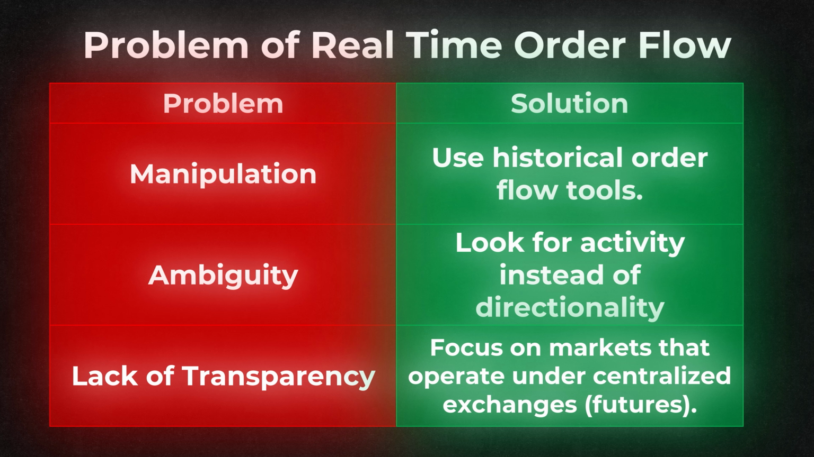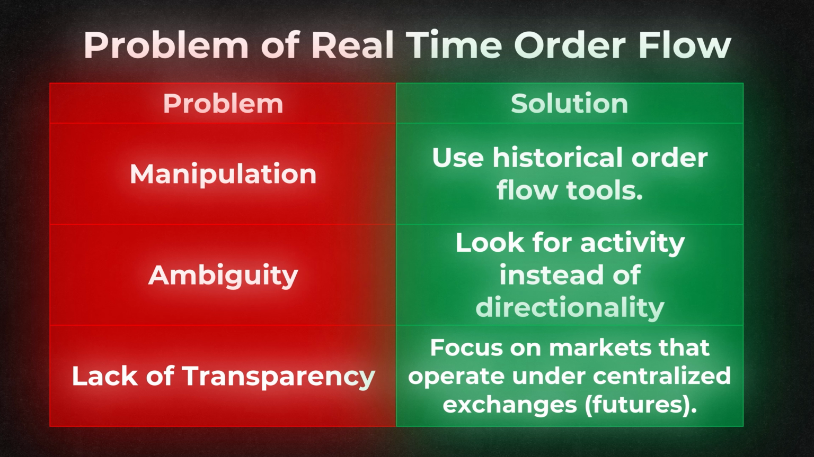The problem of ambiguity can be mitigated by changing our perspective. Instead of looking at order flow as a tool to identify directional movement, we look at it to identify levels of activity. The problem of lack of transparency still remains. One way of dealing with this problem is to focus on futures trading because futures are traded on centralized exchanges, unlike Forex, for example, which is decentralized. You can read order flow in currency futures to obtain more transparent information and trade on Forex charts, for example.